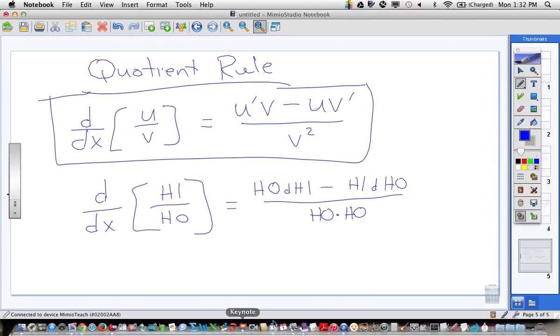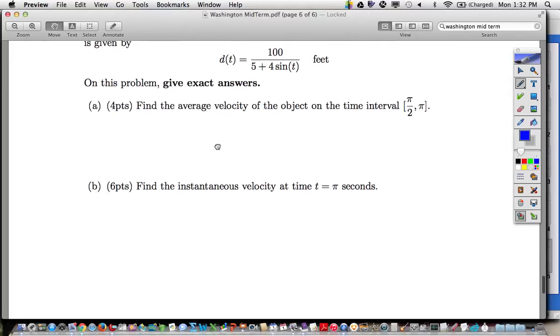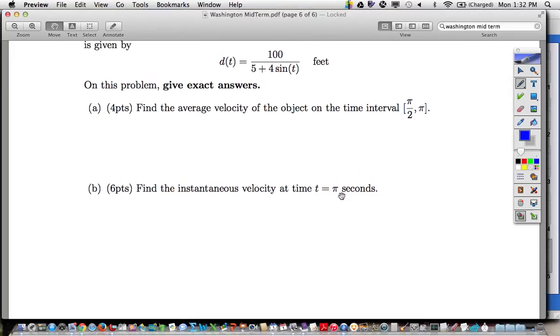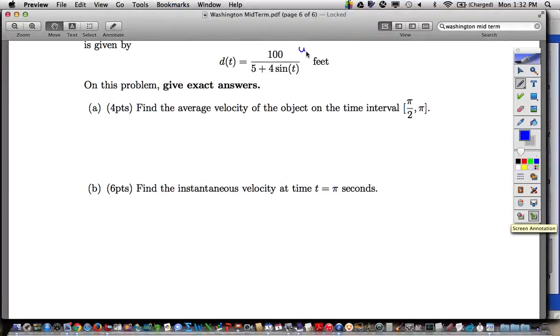All right. So let's go back. Let's finish this up here and go back to this Washington midterm. What we were supposed to do is find the instantaneous velocity at pi. Well, what that means is a derivative. So we would want to do the derivative of this. So our u is the top, v is the bottom. So what would d prime of t be?